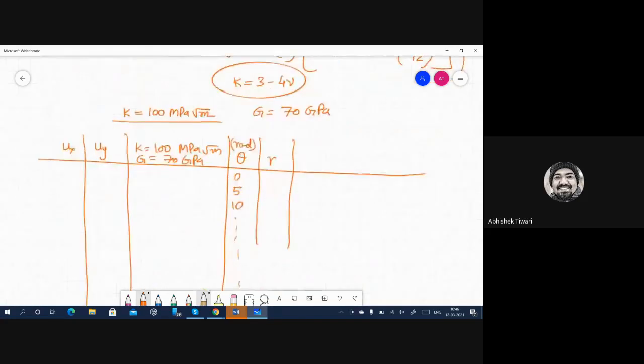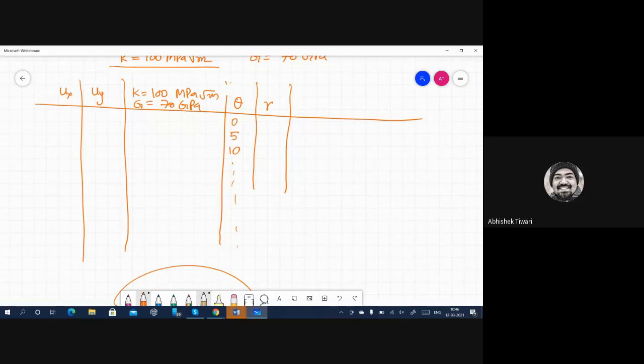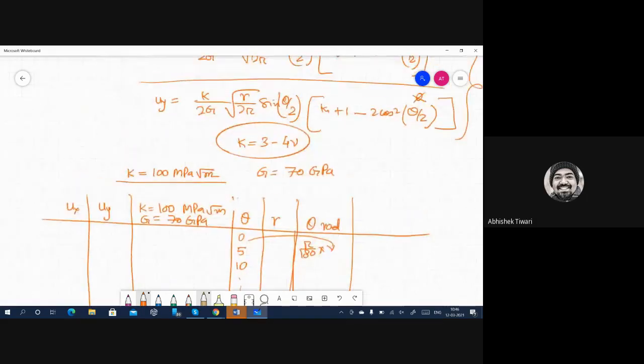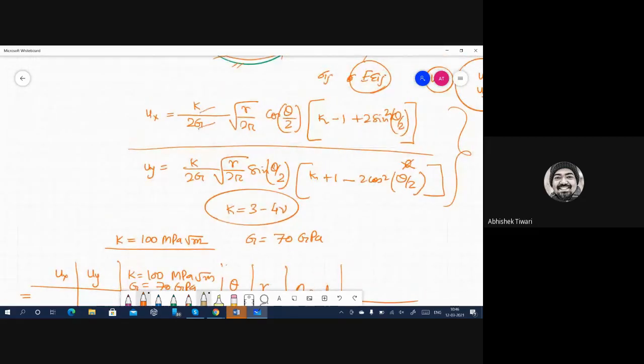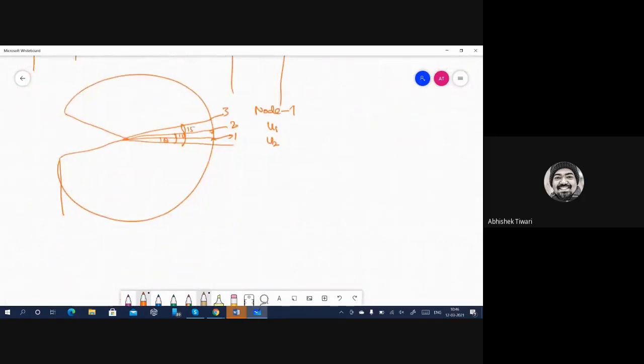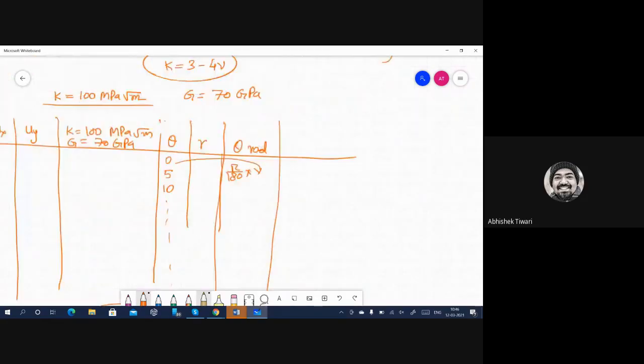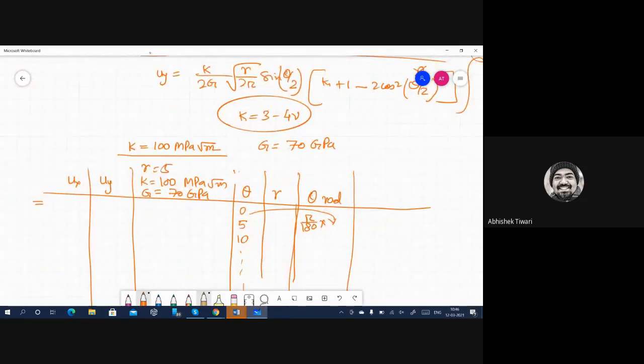So let me write another column for it: theta in radian. 180 degrees is equal to pi, so pi by 180 into whatever value you put, and convert everything to radians. So you have theta, and then here you can write a formula in Excel where you write Ux is equal to this. The K value is known, the G value is known, and R you know, because R is going to be constant. If you are making a 5 millimeter radius circle, then R is going to be 5 millimeter. So remember to change the units.